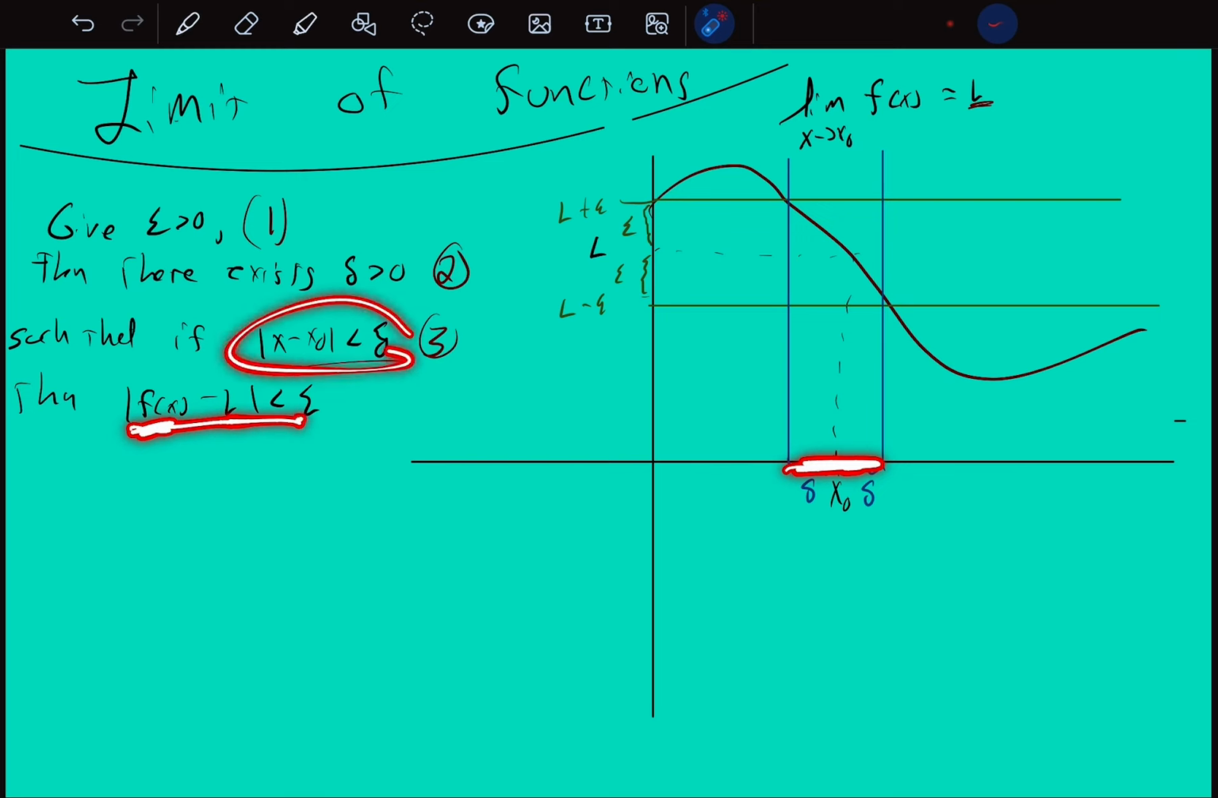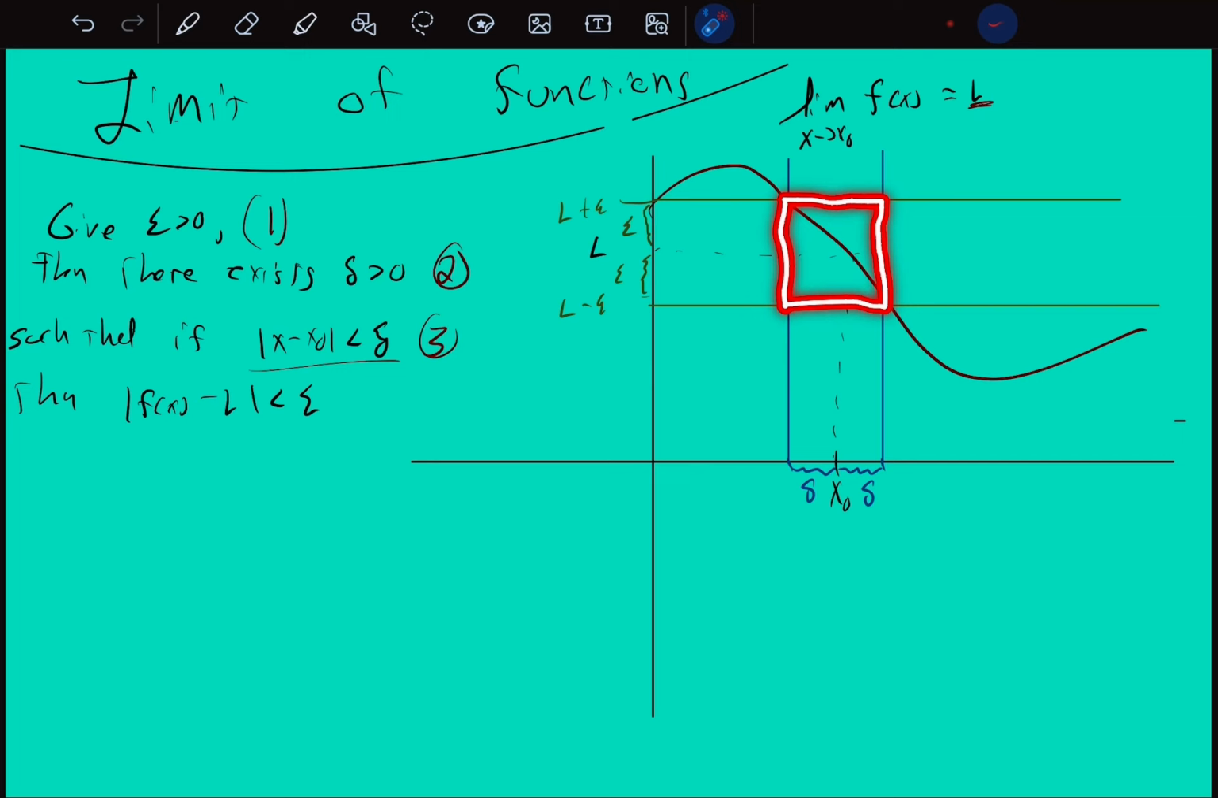Basically, this is creating a horizontal region, and this is creating a vertical region. What we're saying is, if x is in the horizontal, then f of x is in the vertical. Or we can create a box. And if our function is always within this box, we're good. It's done.